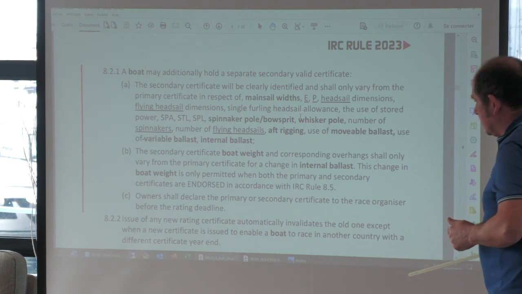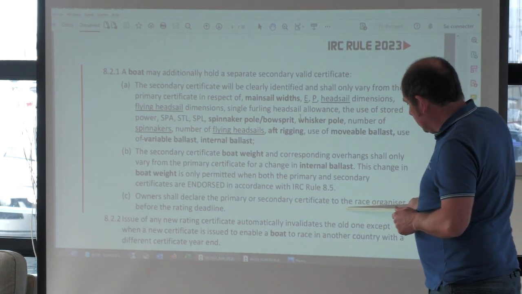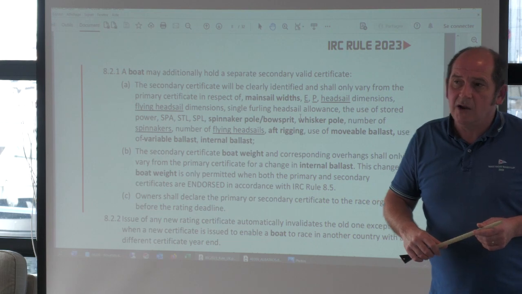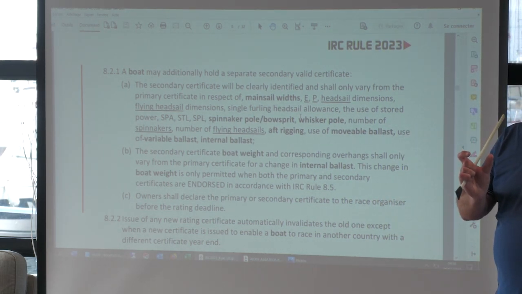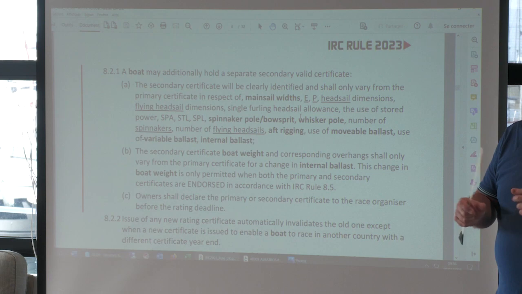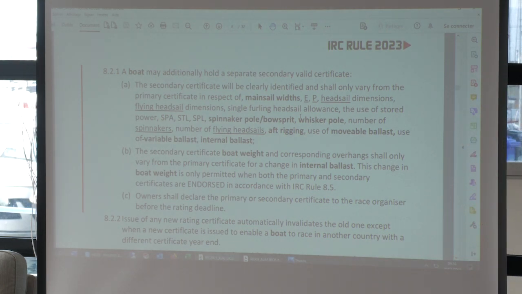And this rule as well is very important. Owners shall declare the primary or secondary certificate to the race organizer before the rating deadline. Because we want to avoid that owners who have 2 certificates choose at the last moment before the regatta which one they will use because of the weather conditions or things like that. We ask the race organizer to fix rating deadlines at least 7 days before the start of the first race. And the owner shall give the certificate to the race organizer respecting this deadline. After it's too late.